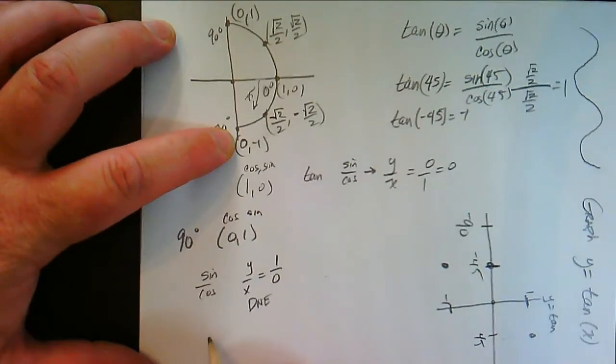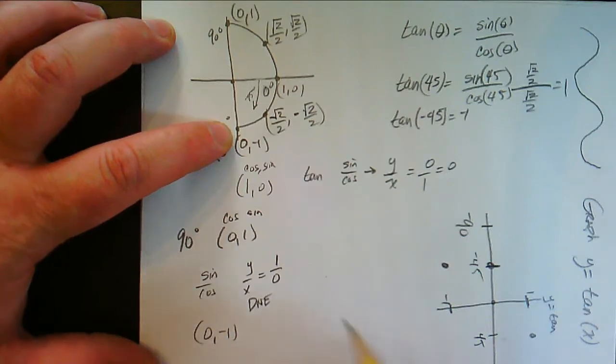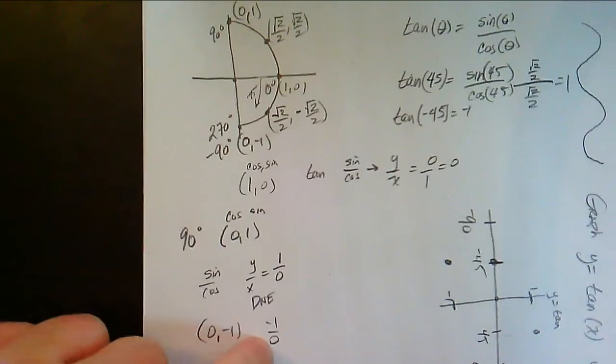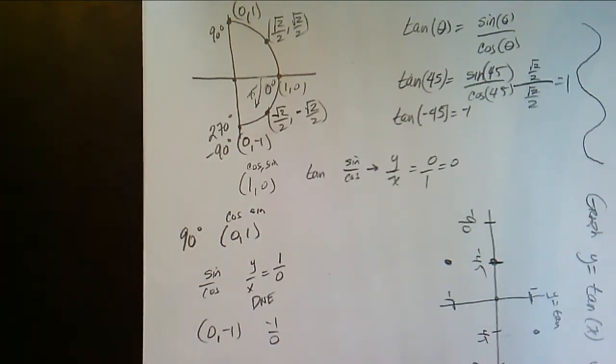The same thing happens at negative 90, at 270 degrees, where we have 0 comma negative 1. It's the same issue: negative 1 divided by 0 is also not a number. There's nothing times 0 that equals negative 1. So that's why we have those two do-not-exists.